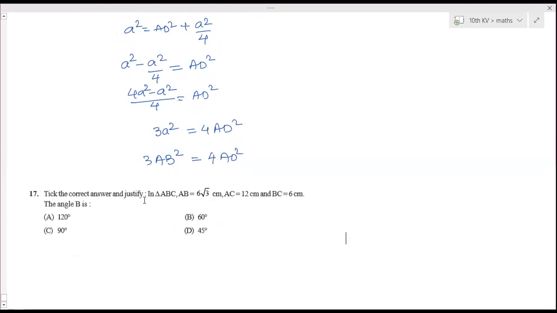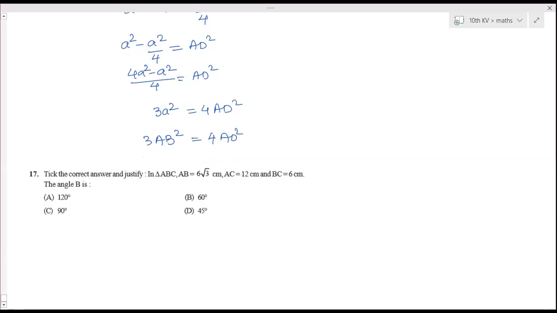Take the correct answer and justify. In triangle ABC, AB is equal to 6 root 3, AC is 12, BC is 6 centimeter. Find the angle B. The three sides are there. Whichever is the largest of these three, the larger one is AC. So check whether the square of AC is equal to the sum of the squares of AB and BC or not.